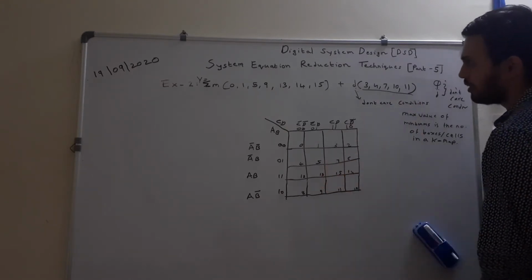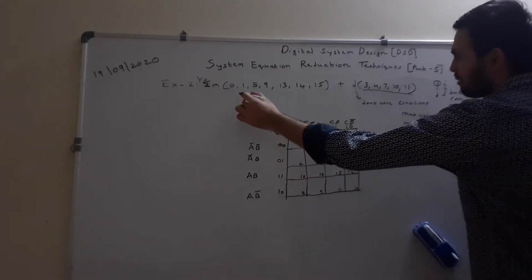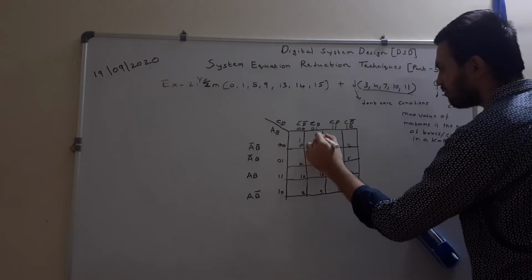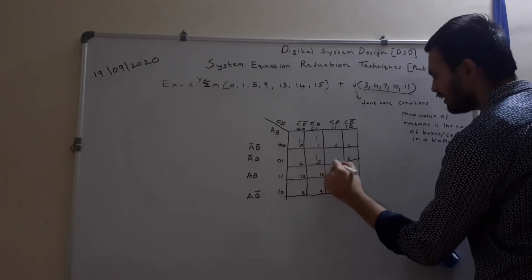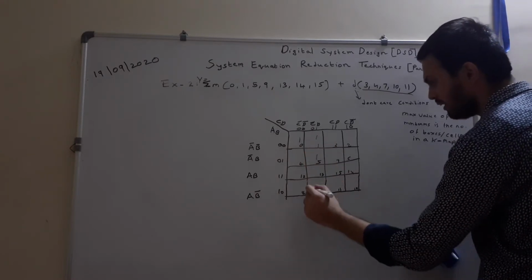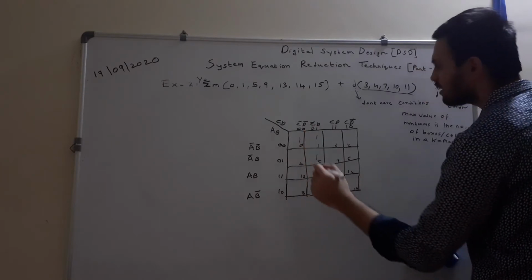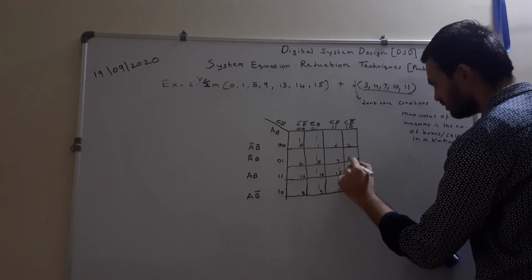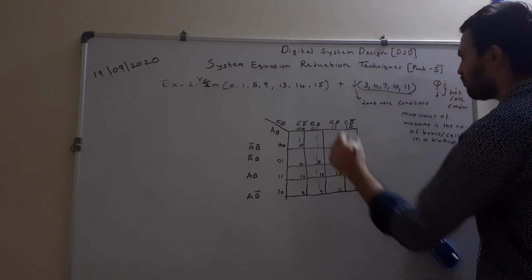Now let us start filling our K-map. So what are our minterms? We have minterms here 0, 1, 5, 9. Where is 9? Here is 9. Then 13, 14, 15. So we have represented the minterms.